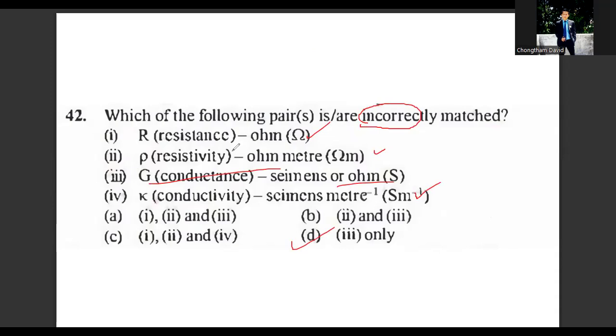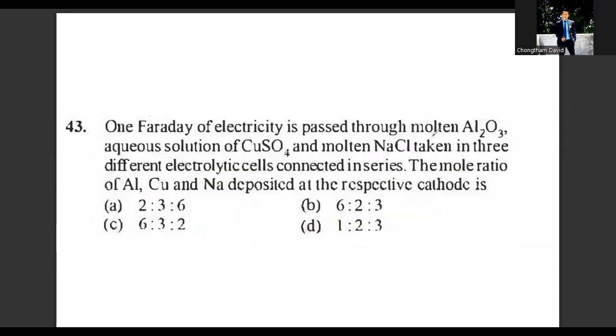43. 1 Faraday of electricity is passed through molten alumina, aqueous solution of copper sulfate and molten sodium chloride taken in 3 different electrolytic cells connected in series. The molar ratio of aluminum, copper, and sodium at the respective cathode is. So the charge carried by 1 mole of electron is 1 Faraday. Thus, okay, let me simplify this.